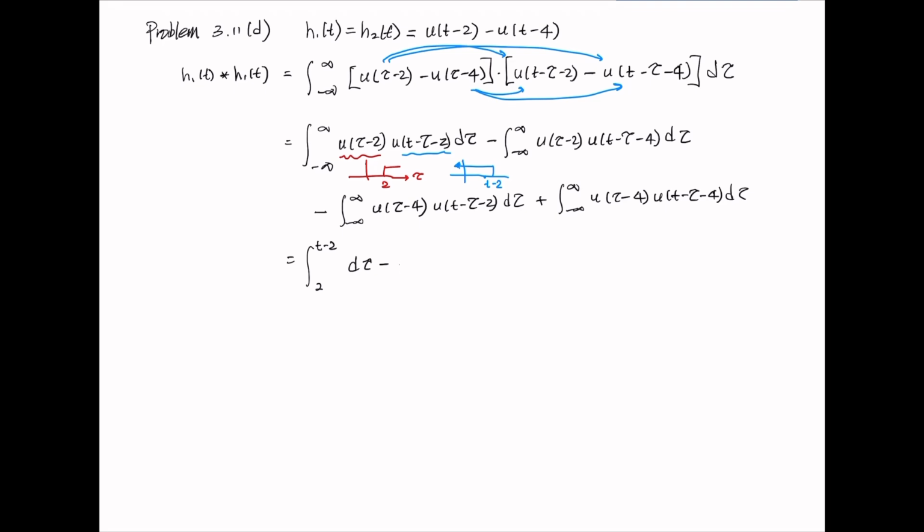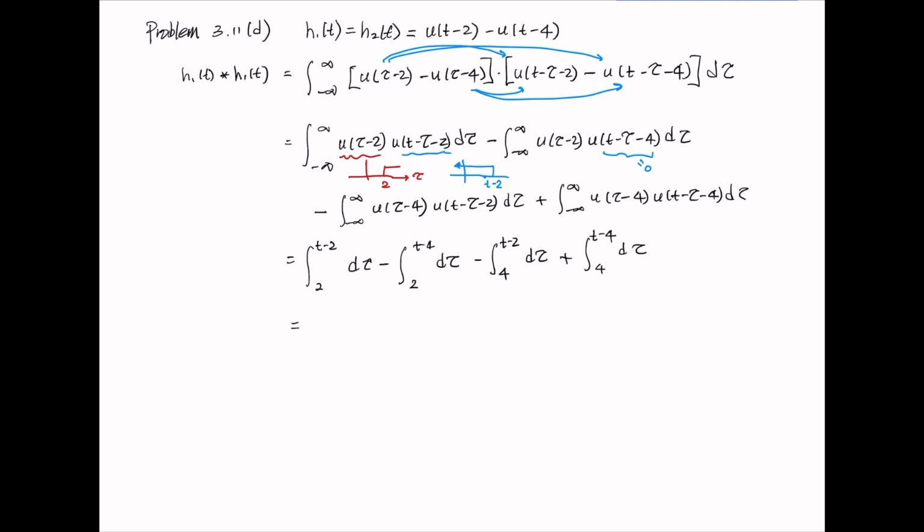Then we have tau equals 2 to tau equals t minus 2. For the second one, we have an integral from 2 to t minus 4, right? When you set the inside of the parenthesis equal to 0 and find tau, that is t minus 4. The third one is going to go from 4 to t minus 2 d tau, and the fourth one going from 4 to t minus 4 d tau.